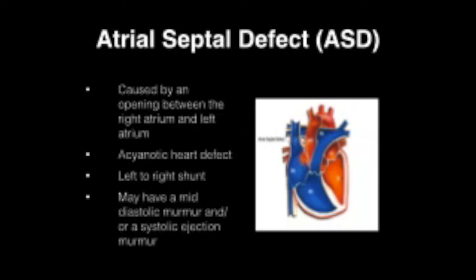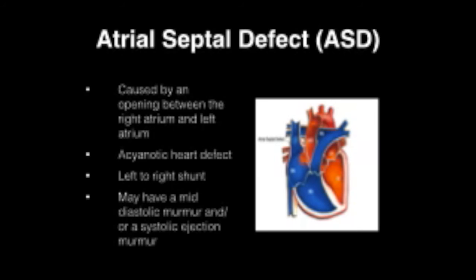The first thing is atrial septal defect. It's caused by, as the name implies, an opening between the right atrium and left atrium. It's known as an acyanotic heart defect, and it's a left to right shunt.